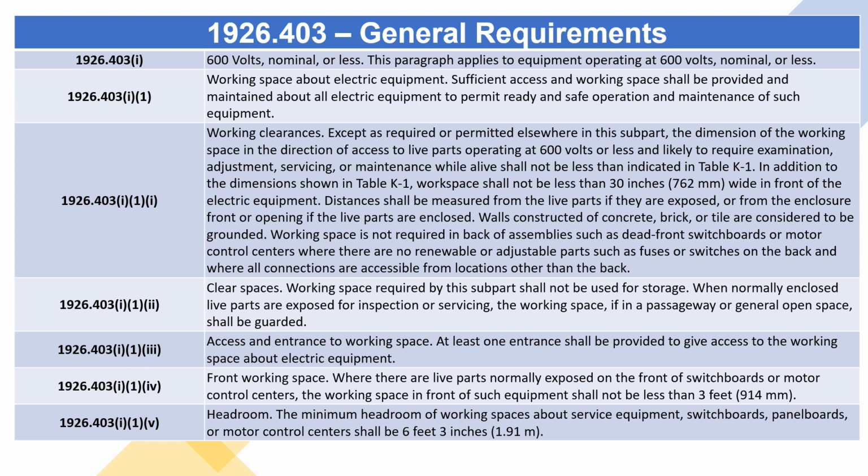1926.403(i), 600 volts, nominal, or less. This paragraph applies to equipment operating at 600 volts, nominal, or less. 1926.403(i)(1)(i), Working space about electric equipment. Sufficient access and working space shall be provided and maintained about all electric equipment to permit ready and safe operation and maintenance of such equipment.